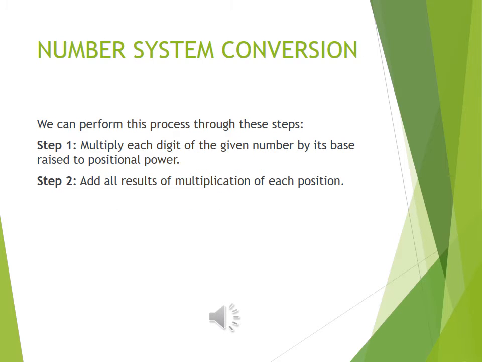We can perform this process through these steps. Multiply each digit of the given number by its base raised to positional power. Then add all results of multiplication of each position.